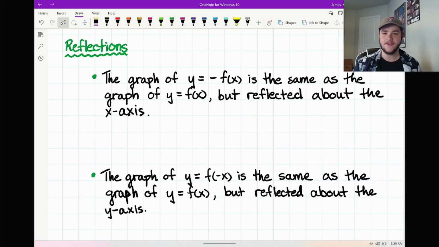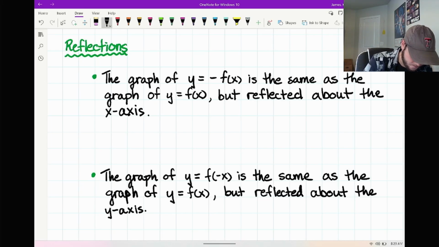Reflection is exactly what you think it would be. Here, the graph of y equals negative f of x is the exact same as the graph of y equals f of x, but reflected over the x-axis. So when my output is negative, I flip over the x-axis.